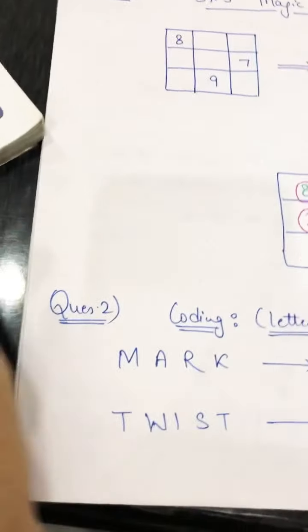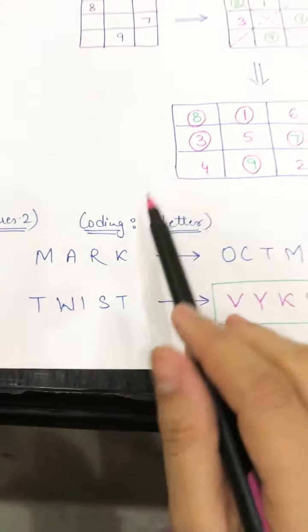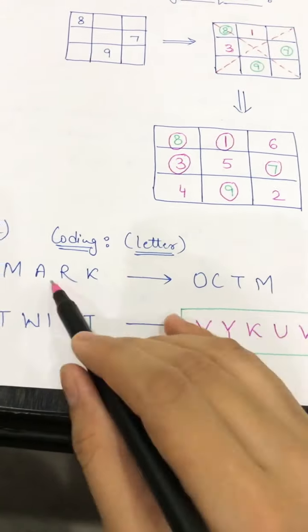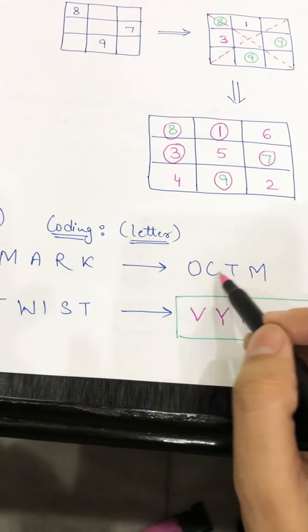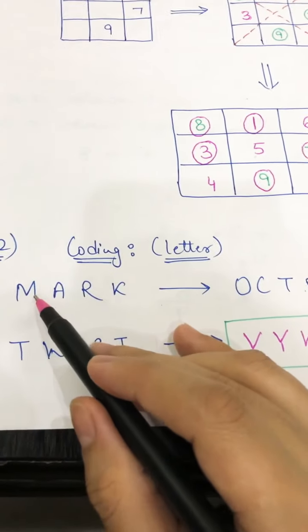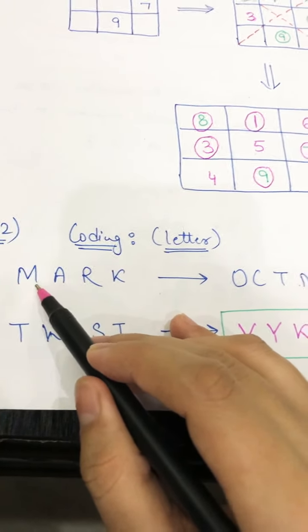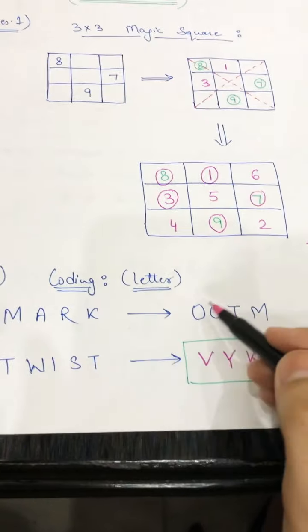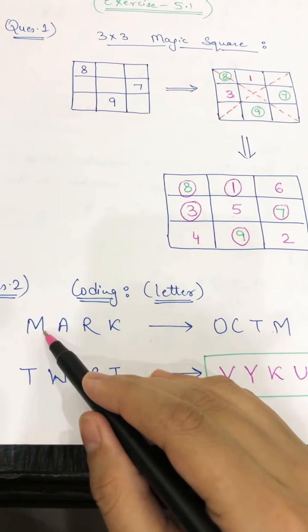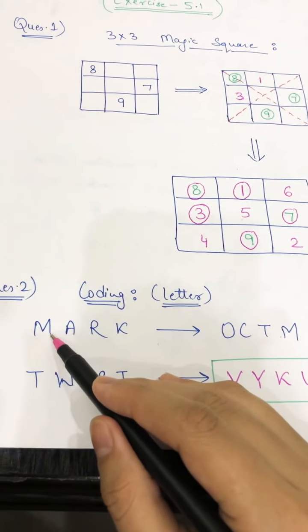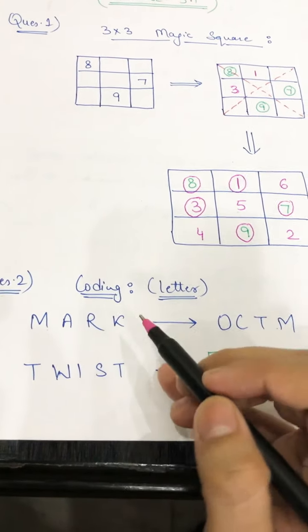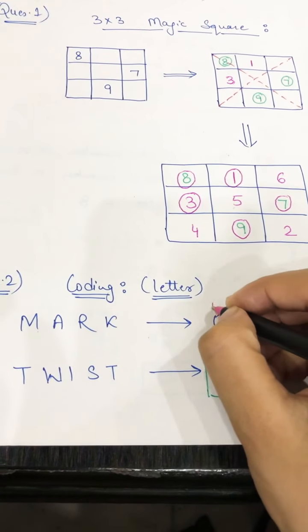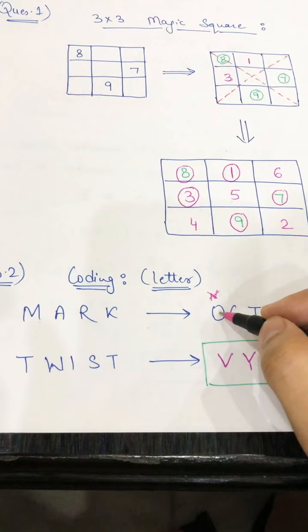Okay, now let's move with the question. Mark is coded as OCTM. So it means in mark, M is coded as O. You have to leave N. After M, what is coming? N. M, N, O. So you have to leave N and fill O.